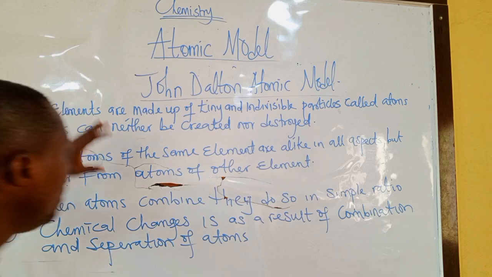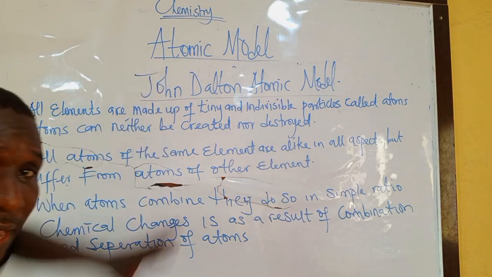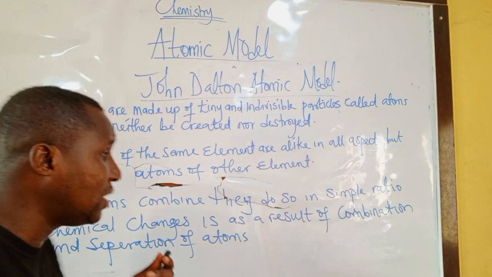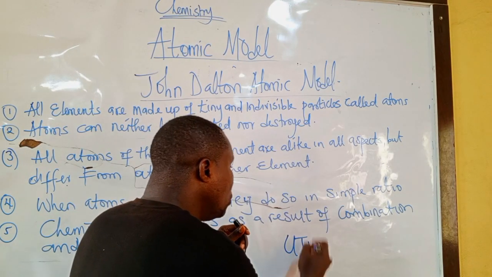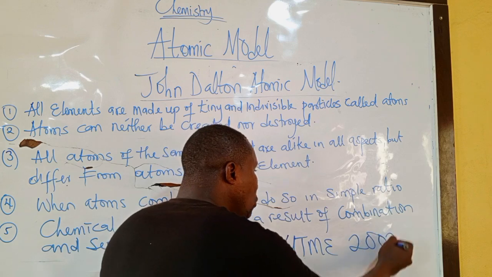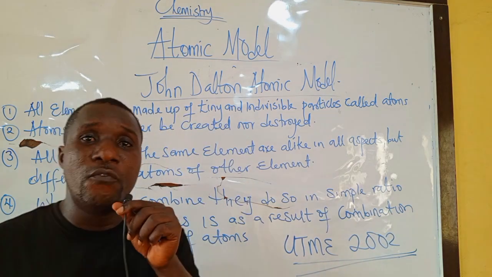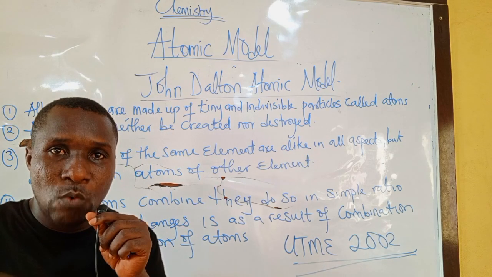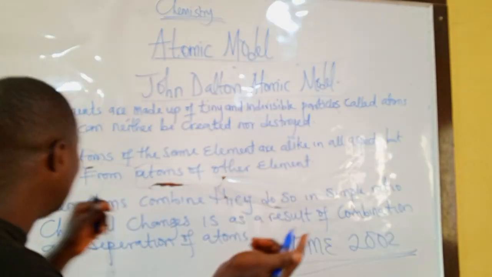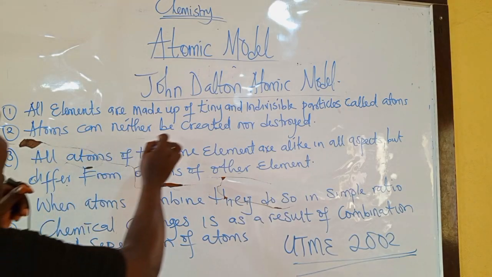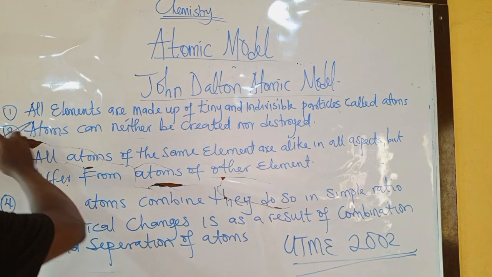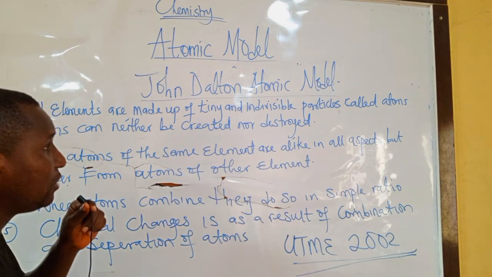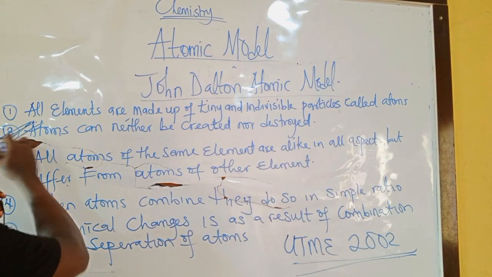These are the five atomic models of John Dalton. And take note, there was a question that came out in UTME 2002. The question says, which of the following atomic models of John Dalton is still valid? The one that is still valid is: atoms can neither be created nor destroyed. Take note of this, I will explain. This one is still valid to some extent.